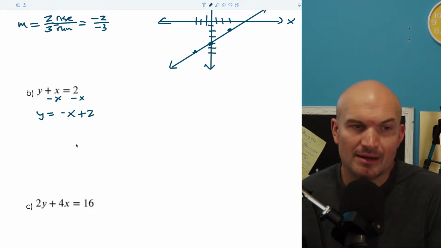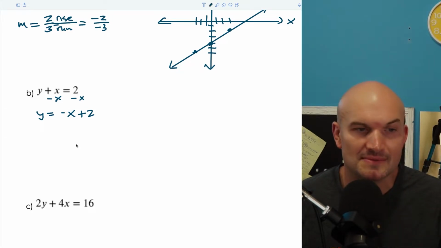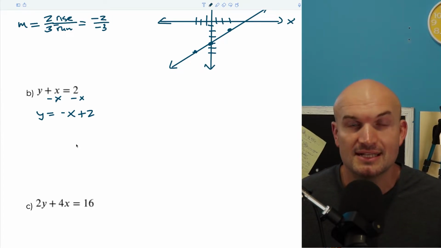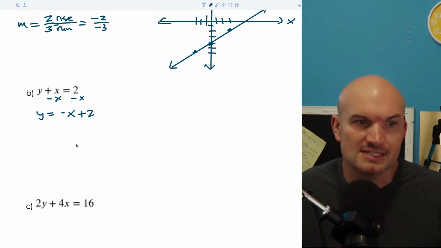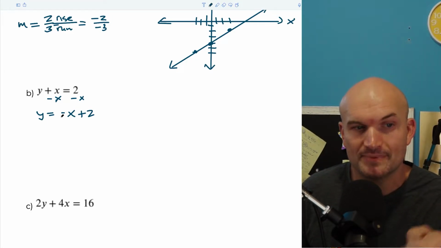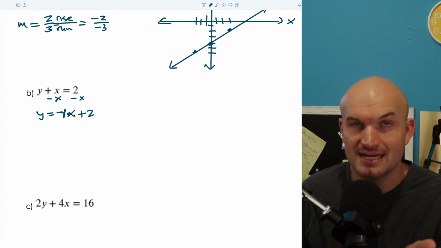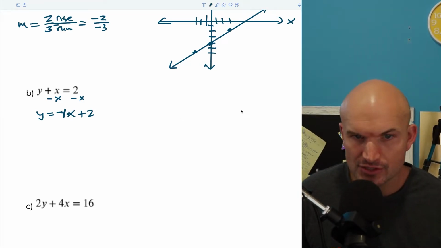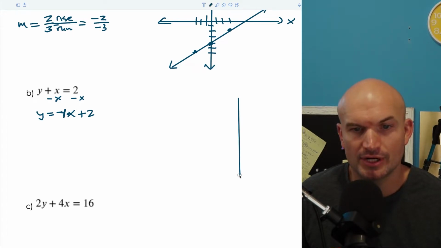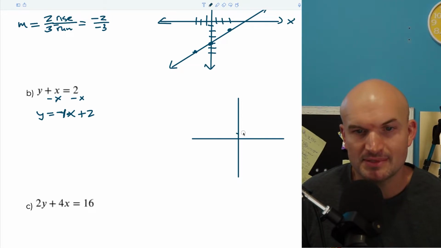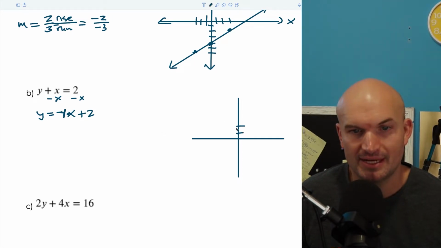Now, the reason why this problem is kind of important is because a lot of times students will see nothing in front of the x and they say, oh, there's no slope. Well, no, there is a slope. The slope is going to be -1. So when you have that minus x, remember that's going to be -1 times x plus 2. So again, going with the same idea here, I'll have my nice x and y axis. I'm going to go up to +2. That's my y-intercept. Make a nice little dot.